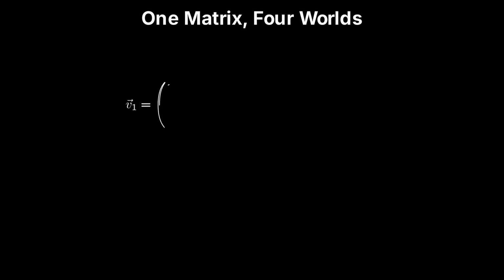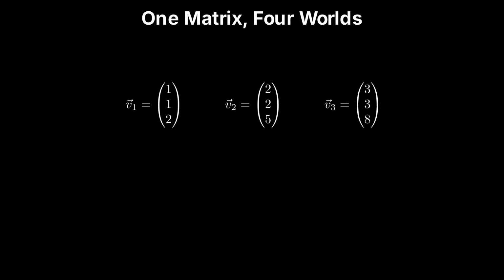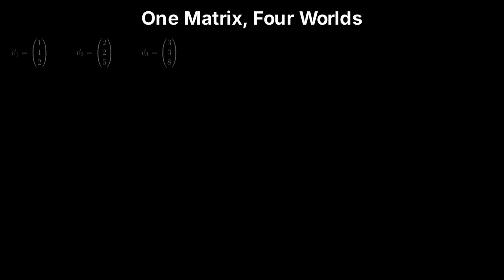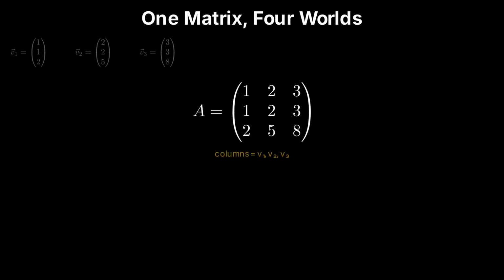Consider three vectors in R^3: (1, 1, 2), (2, 2, 5), and (3, 3, 8). At first glance, they look independent. None of them is a scalar multiple of another. Now let's stack them as columns of a 3 by 3 matrix A.